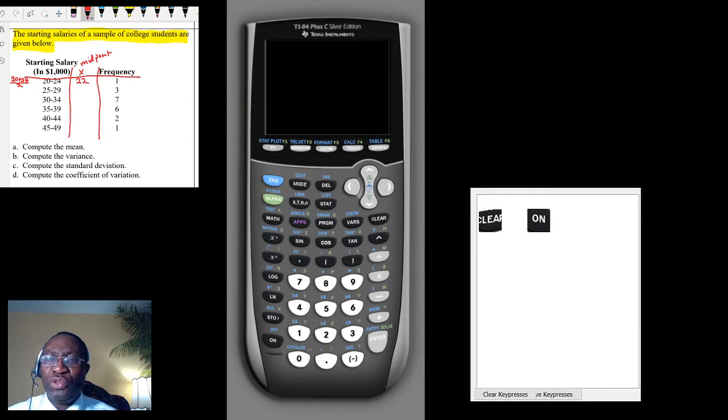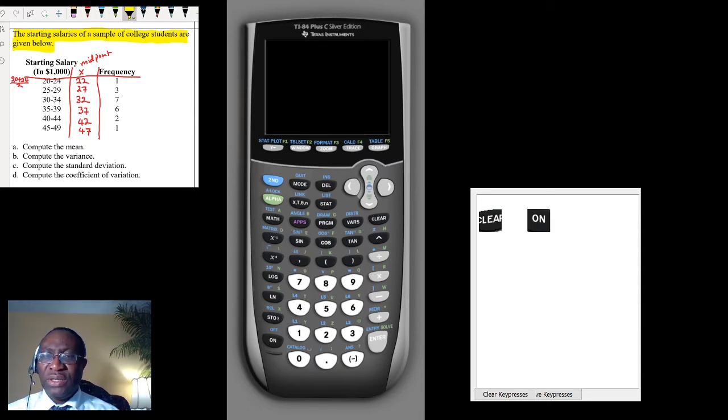Now because the class width is 5, in other words, you add 5 to 20, you get 25. You add 5 to 25, you get 30. You add 5 to 30, you get 35. So it's stepping up by units of 5. So we can use the same idea to find the subsequent midpoints. So why don't we just go ahead and find them? The next one, we have 27. Next we have 32. Next we have 37. Next we have 42. Finally we have 47.